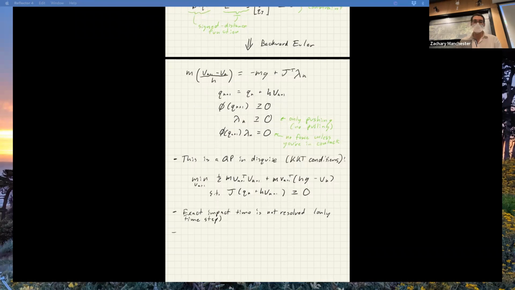Let's see, what else? Obviously, the contact forces are explicitly computed. You get them in those lambdas. So that's often useful in robotics applications.